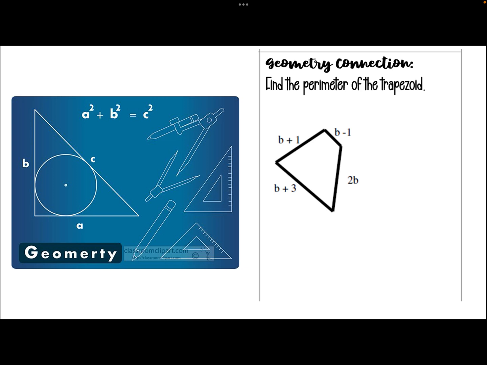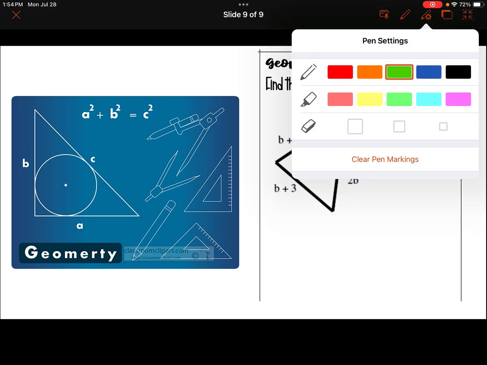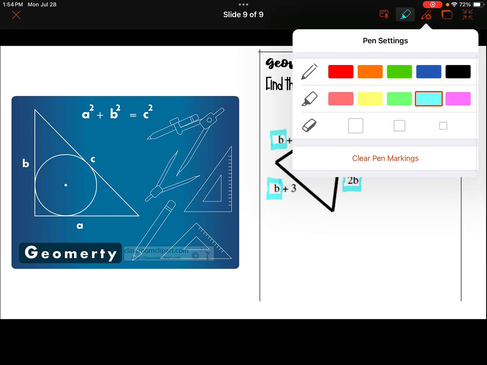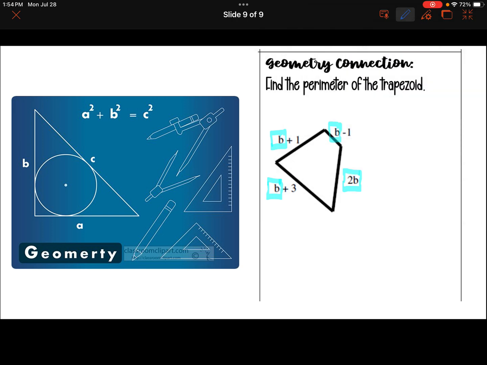Now, we're extending it into the algebra classroom because in order to find the perimeter, we're really just simplifying an algebraic expression. So I am coming around this shape, and I am just going to look for like terms. So B, B, B, and 2B are all like terms. So I can add all those together. B plus B plus B plus 2B would be 5B.